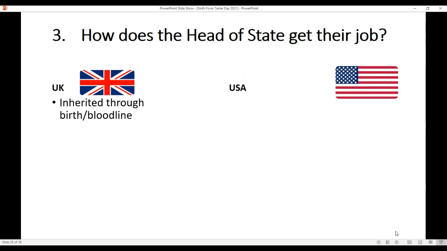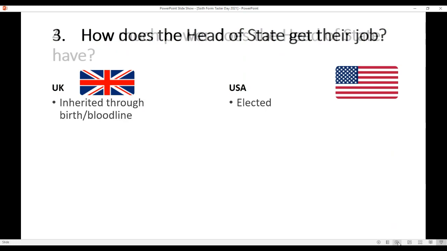In the United States of America, the head of state gets their job through an election. They are elected. The US presidential election is probably more complicated than many people think. And that's one of the big topics that Mr. Snair will be going into, the Electoral College process and all the benefits and drawbacks of that. A big, big part of American political debate. Okay, how'd you get on with that one? Let's move on. Question four.